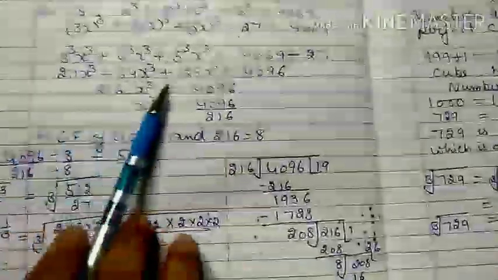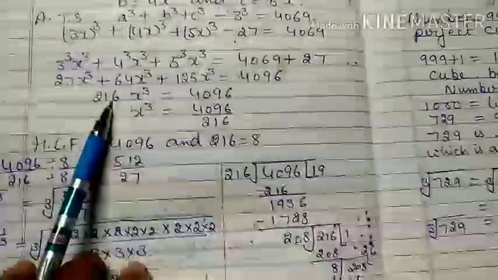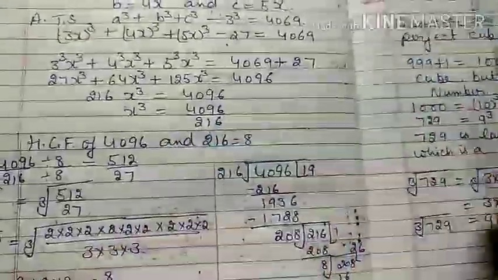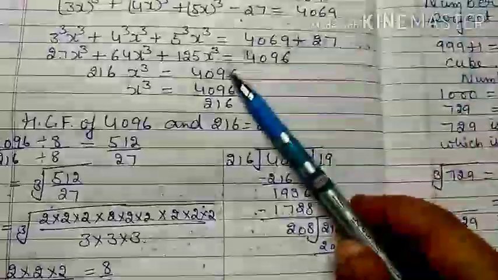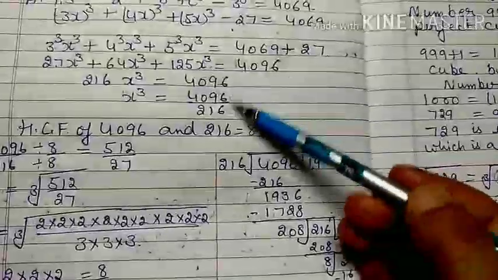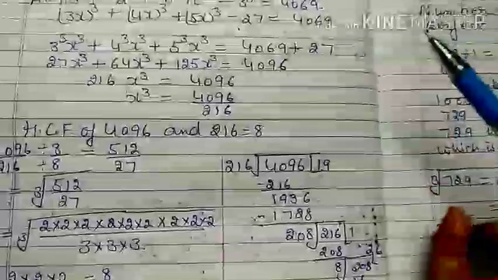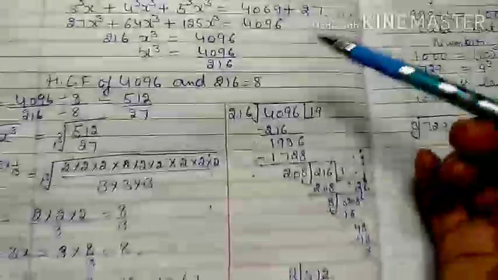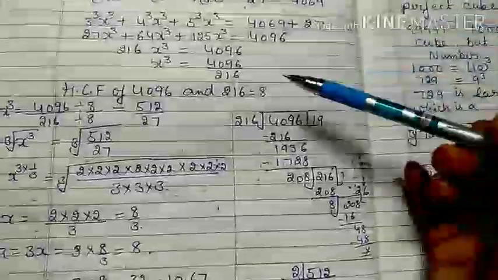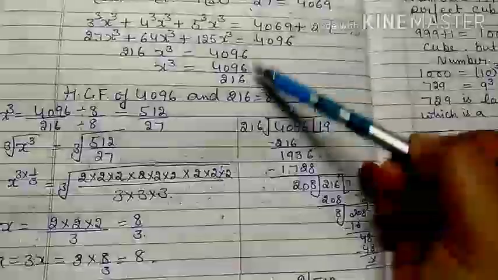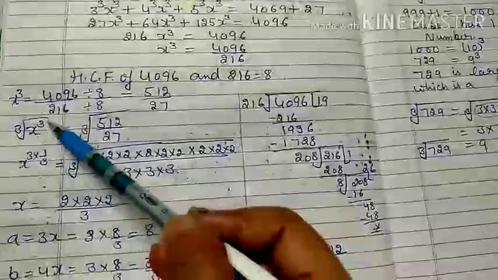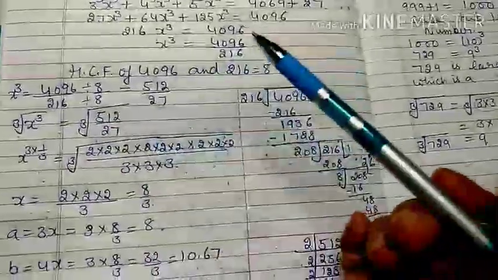Now when you add all the numeric parts of x cube, that gives me 216x cube, and that is equal to 4096, so x cube is 4096 by 216. Before finding the cube root, we first find the common factor to convert it into the lowest form. It will be easier for me. When I find the HCF of 4096 and 216, I get 8. That means the numerator and denominator should each be divided by 8. That is 512 by 27. Now next you have to find the cube root of x cube and the cube root of 512 by 27.